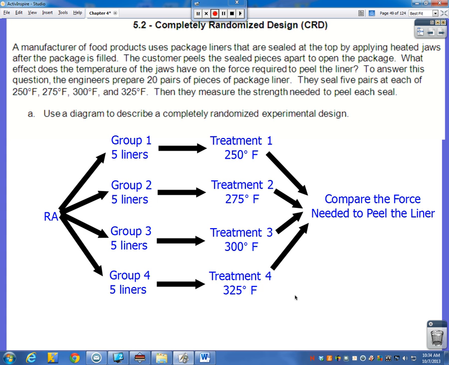So again, this is our completely randomized experimental design. Random assignment into groups, give each group a treatment, and then in the end come back and we get to compare.